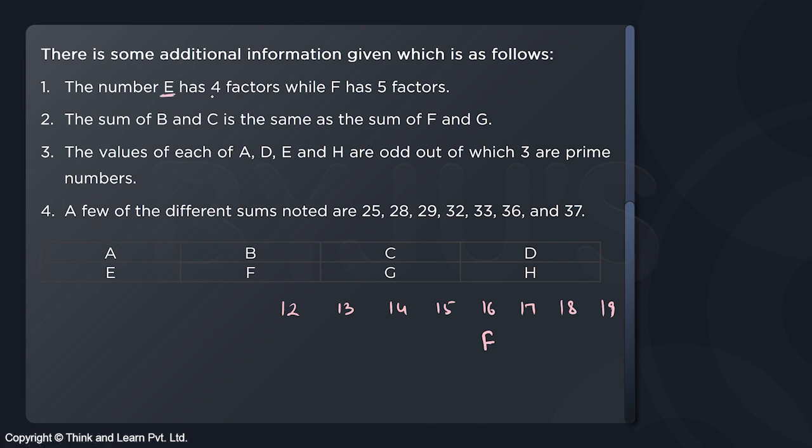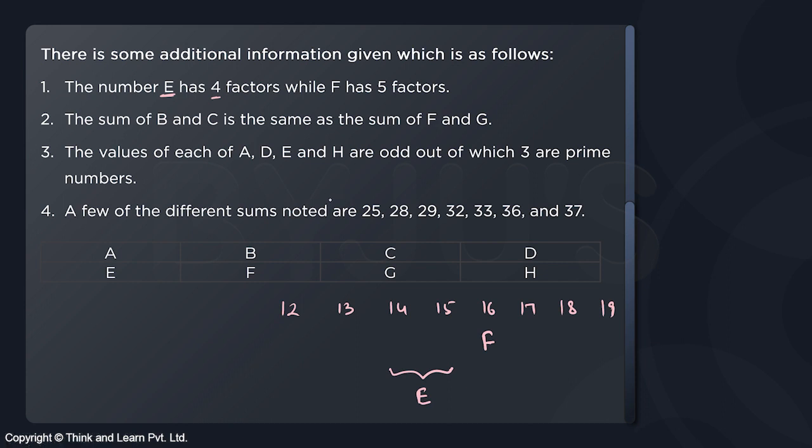Also, we know that E has 4 factors, so E must be a product of 2 primes. There is no cube here. The product of 2 primes can be 14 or 15, so E can be any one of them. It can be 2 into 7 or it can be 3 into 5. No other number is a product of 2 primes only. So we know now that E and F are these two numbers possibly.